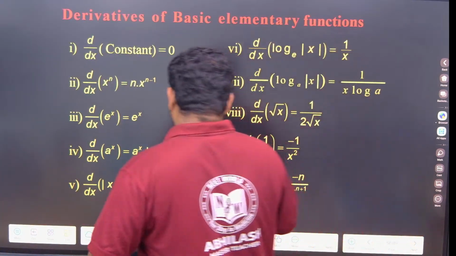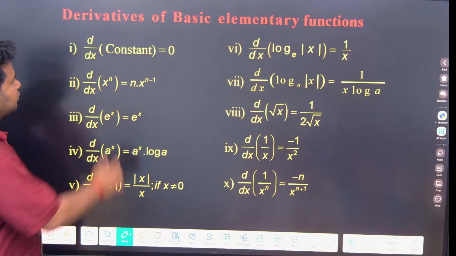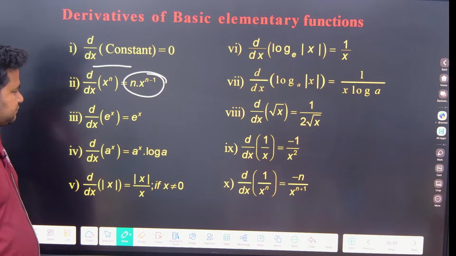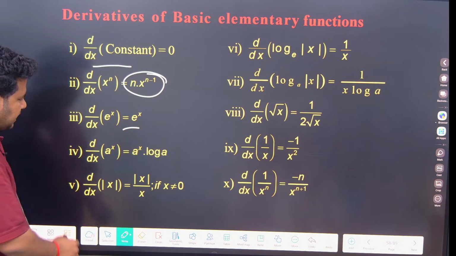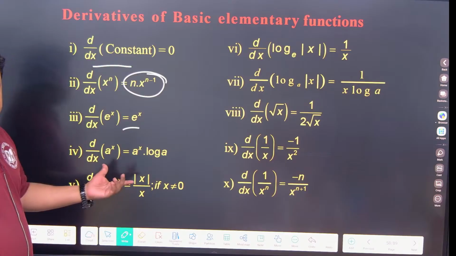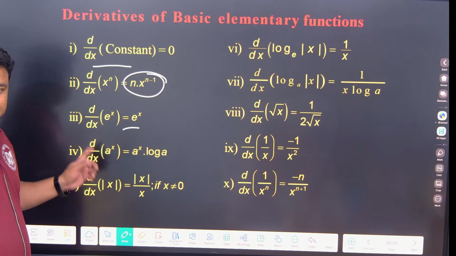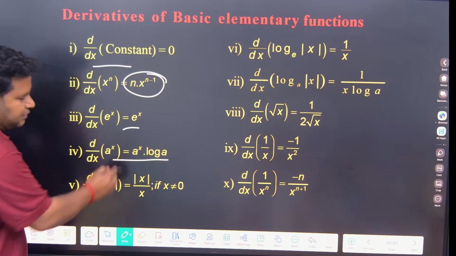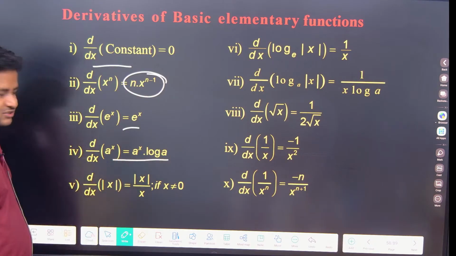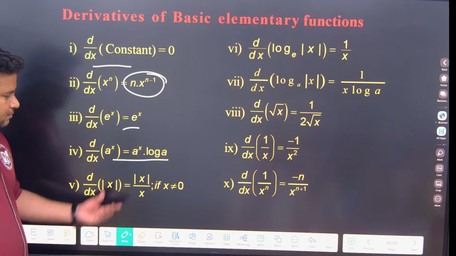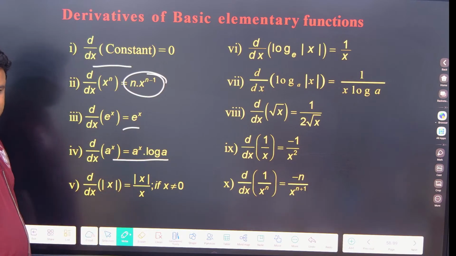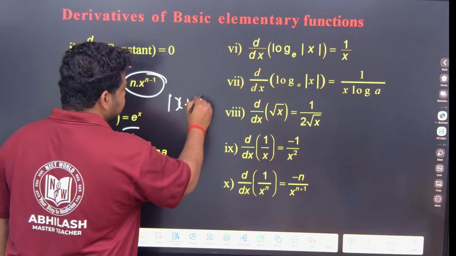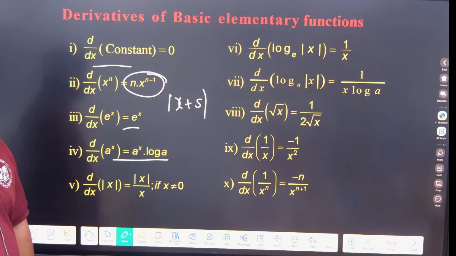So derivatives of certain basic functions you must know. A constant is definitely 0, and this one is highly important: n times x to the power of n minus 1. e power x is e power x only. And d by dx of a power x, here you will make a mistake. In integration, a power x by log a, but here it is a power x into log a. Now, d by dx of mod x is mod x by x. If I give d by dx of mod of x plus 5, what is the answer?